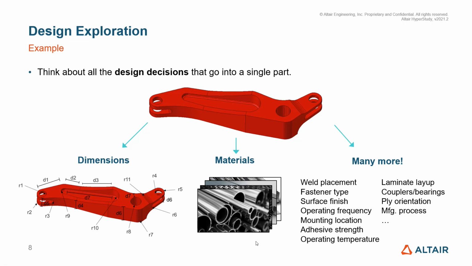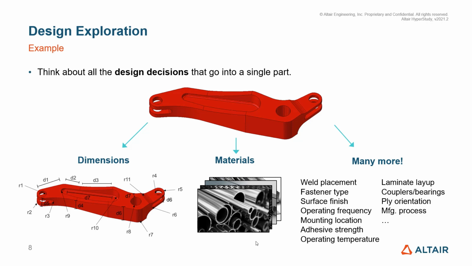And so many more decisions, like, where do I place the welds? What kind of fastener type should I use? Does the surface finish affect the performance of this part? What operating frequencies am I going to be at? How is it connected to other parts? What temperatures is this going to be operating at? Do I have any composites that need to be modeled? What orientation should those be at? And how many of that orientation do I need? What manufacturing process should I use?